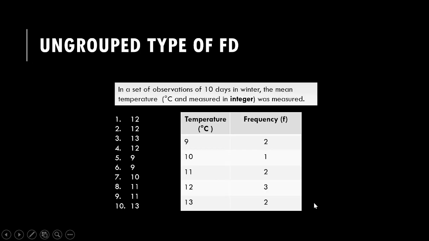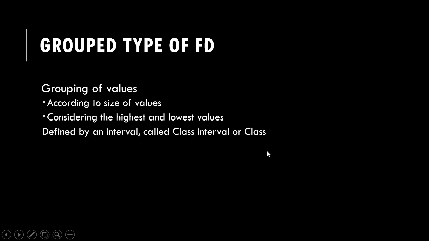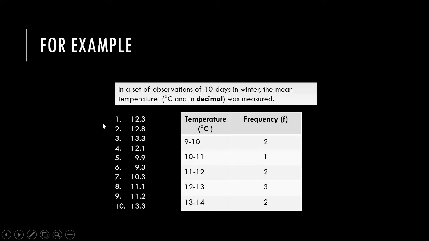Let's understand these two subdivisions through examples. In the ungrouped type of frequency distribution, the exact values of the temperatures are written in the stub and their frequencies side by side. Whereas in the grouped type of data, it involves the grouping of values. The grouping of values is defined by an interval, which is also known as class interval. Let's consider an example here.